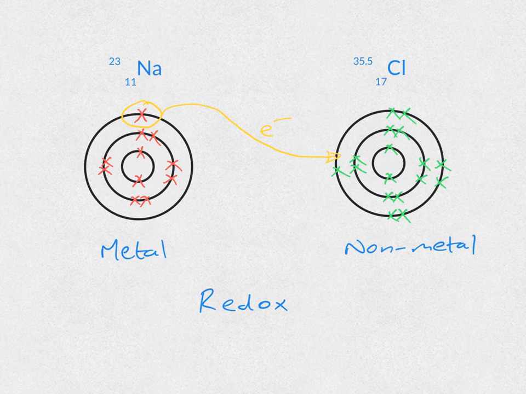In this reaction, we have 2 things happening at the same time. We have reduction, which is the gain of electrons, and we have oxidation, which is the loss of electrons. In this particular case, the sodium is being oxidized, it is losing its outer electron, and the chlorine is being reduced, it is gaining an electron. Notice that it is only the outer shell electrons that are involved in bonding.